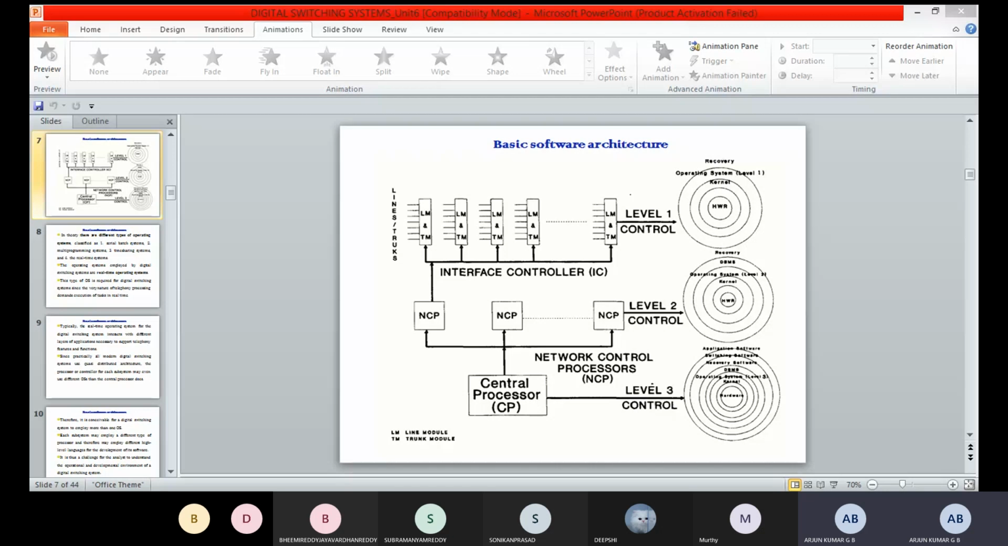Modern DSS contains an operating system at level 3. This operating system is a real-time operating system with multitasking. Multitasking means supporting more than one or two functions. We can take one example: it can support more than one call at a time. At the same time, if some other persons also make a call, the central processor will establish the proper path between the two users. That's multitasking.